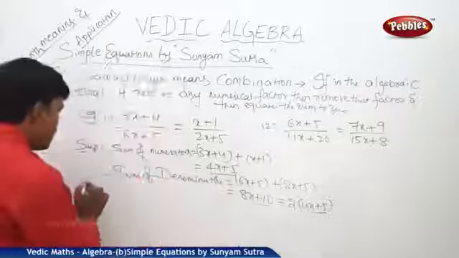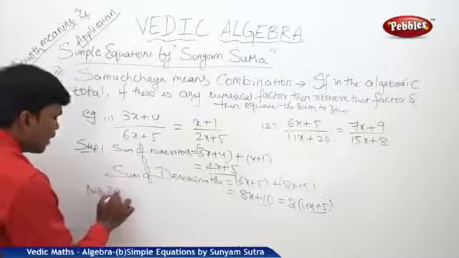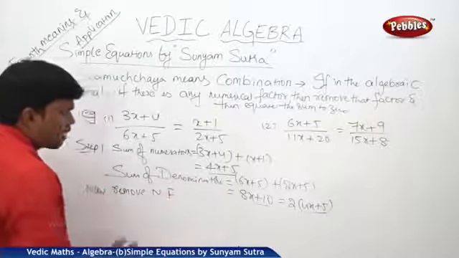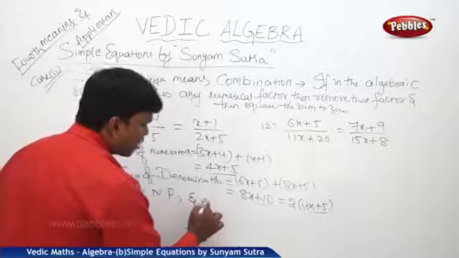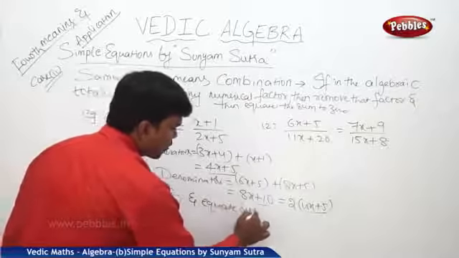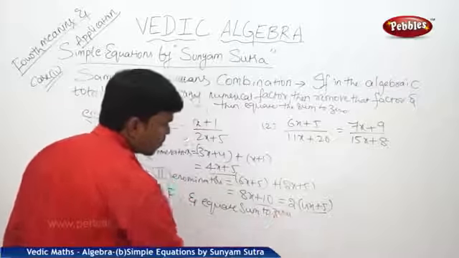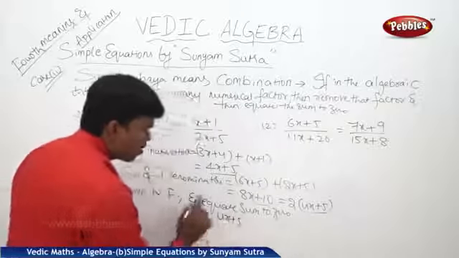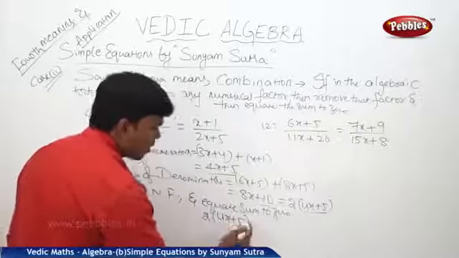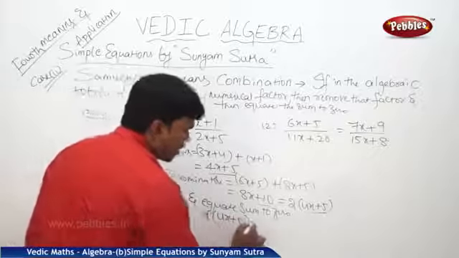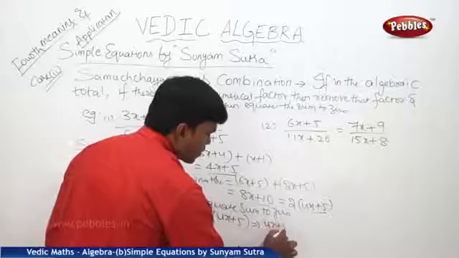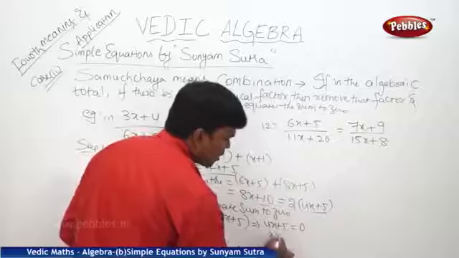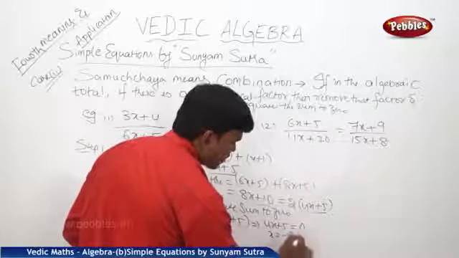Now what you need to do? Remove the numerical factor and equate the sum to 0. So what is the sum here? 4x plus 5. I am removing the 2 from 2 into 4x plus 5, and taking only 4x plus 5, which is the common sum we have. Simply I am equating it to 0. Then what is x finally? x is minus 5 by 4. This is our final solution.